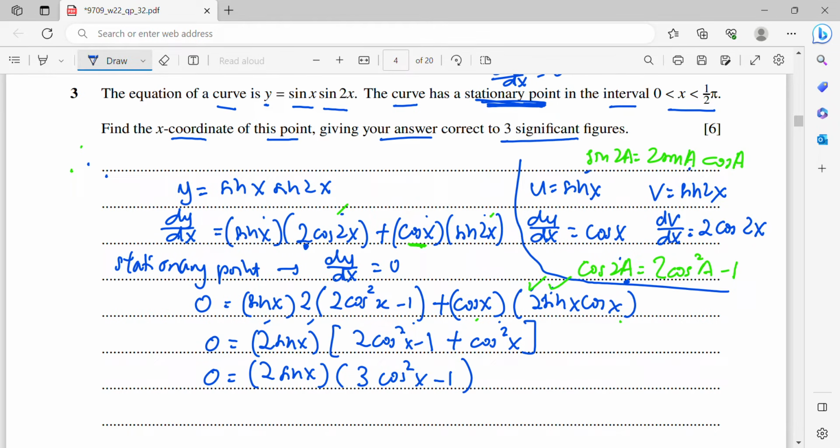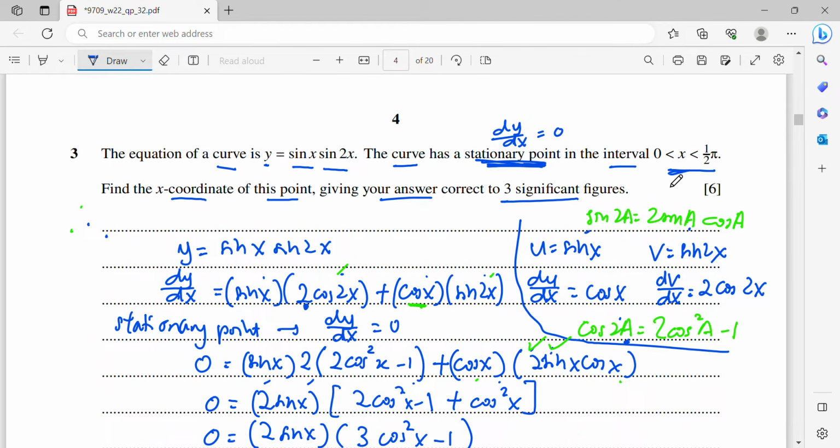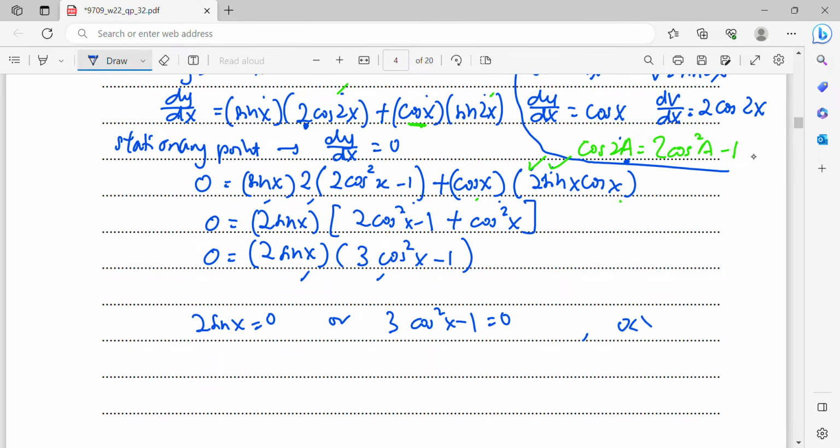Okay, so when you need to solve means that you are getting the x values. So now when there are 2 brackets, or multiplication of 2 terms, and the answer is 0, which means one of the terms must be 0. So I will be getting 2 sine x equals 0, or 3 cos squared x minus 1 equals 0. Alright, so now do not forget about the interval, your x between 0 and half pi.